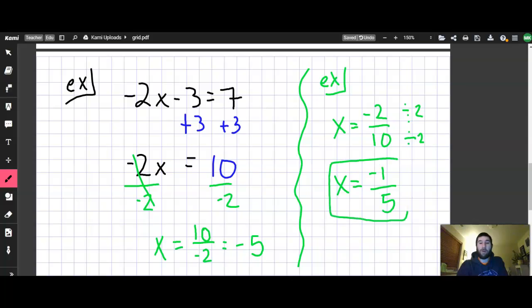Ladies and gentlemen, that's the reduced fraction. Just as an example, negative 2 over 10, you're dividing both of them by 2 to get negative 1/5. So that's if you want to reduce a fraction. But over here on the left, it just so happens that we ended up getting a whole number.